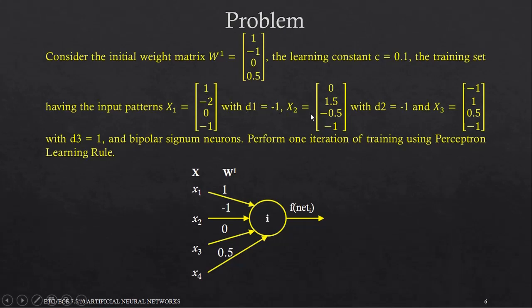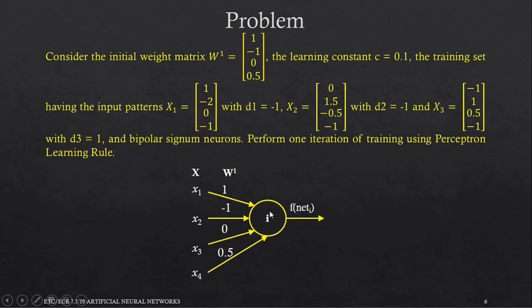X2 equals [0, 1.5, -0.5, -1] with D2 equal to -1. And X3 equals [-1, 1, 0.5, -1] with D3 equal to 1. And bipolar signum neurons. Perform one iteration of the training using perceptron learning rule. Our current neuron looks like this.